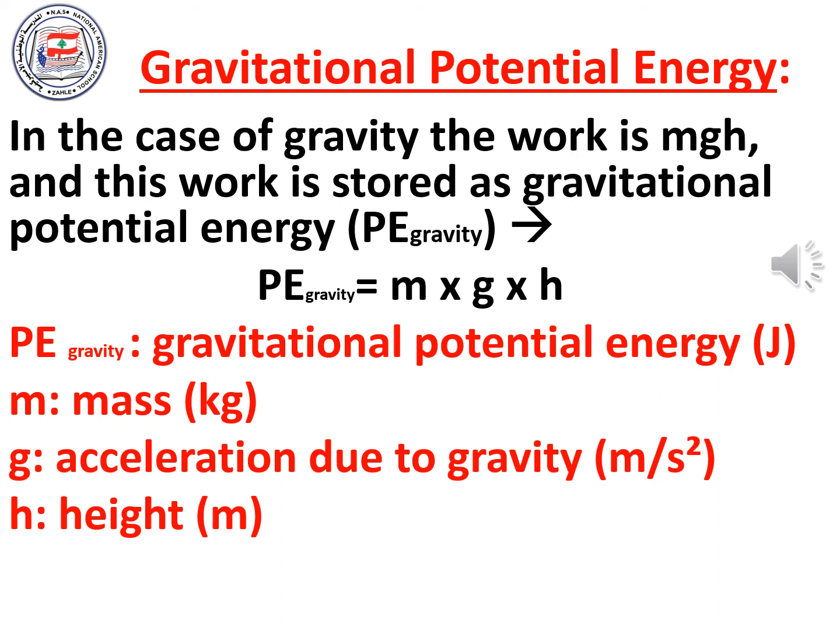PE gravity is equal to m times g times h, where PE gravity is gravitational potential energy measured in joules, m is mass measured in kilograms, g is acceleration due to gravity measured in meters per second squared, and it is equal to 9.81 meters per second squared unless it is stated otherwise, and h is the height of the object measured in meters.